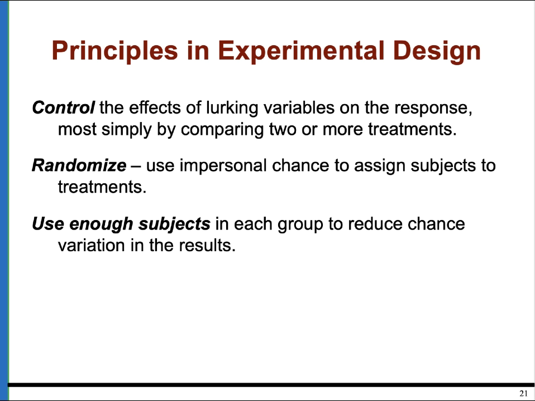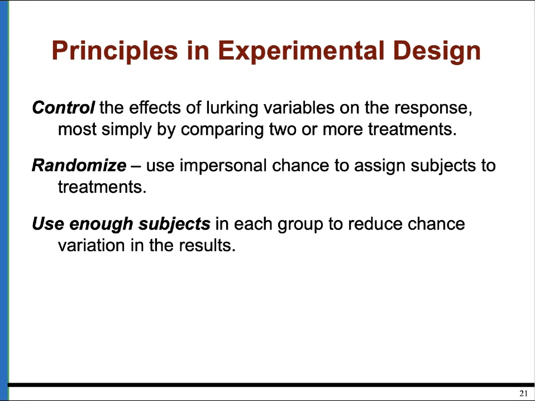There are 3 principles of experimental design, and you absolutely need to know these 3. You need to know that you have to control for the effects of lurking variables. Most of the time that's done by at least comparing 2 or more treatments. You need to randomize. You need to use impersonal chance to assign the subjects to the treatments, and you need to use enough subjects so that you reduce the chance variation in the results.